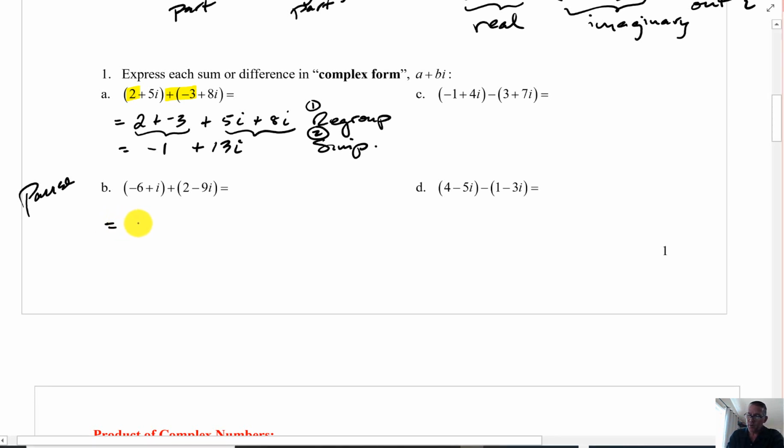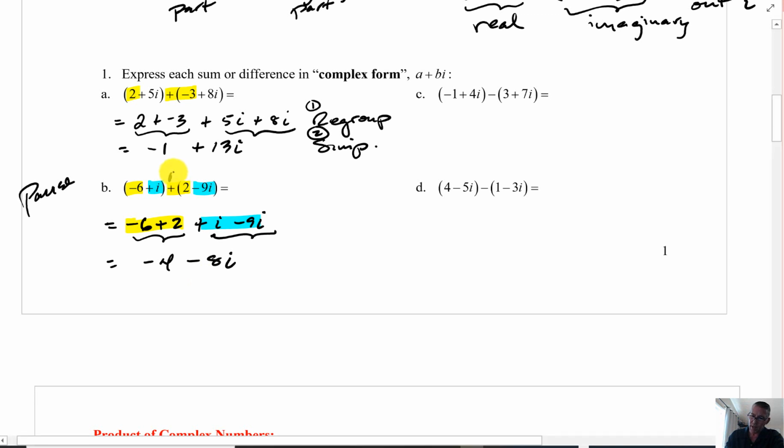All right, so let's check your work. I see negative 6 and then a plus 2. So I have negative 6 plus 2. I'm going to regroup them. And then I see a plus i and then a minus 9i. That goes next. Okay, so plus i minus 9i. So I regroup the real parts. And then I regroup the imaginary parts, and then I just simply add them together. And 1 minus 9 is negative 8, so I get negative 4 minus 8i. And that's how it's done in addition.